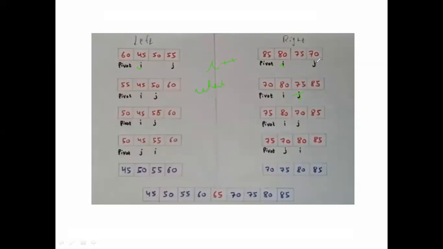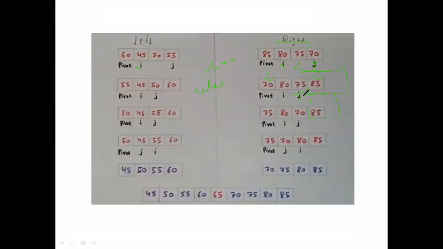If it is greater than the pivot, you can move. 70 is less than the pivot, so j stays here. If the j value is greater than the pivot, you decrement by 1. Then check the condition i less than j. The condition is true, so swap the elements 85 and 70. So 70 comes here and 85 comes here. This is the partition: the elements on the left side are lesser than the pivot.